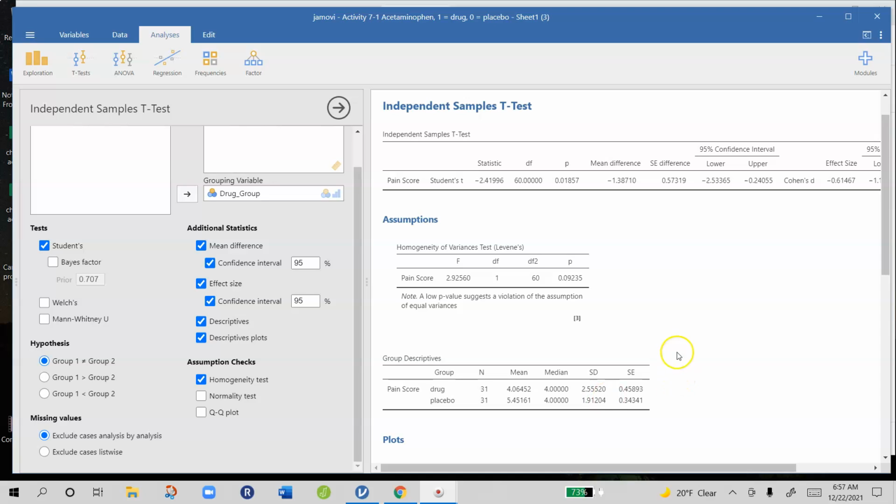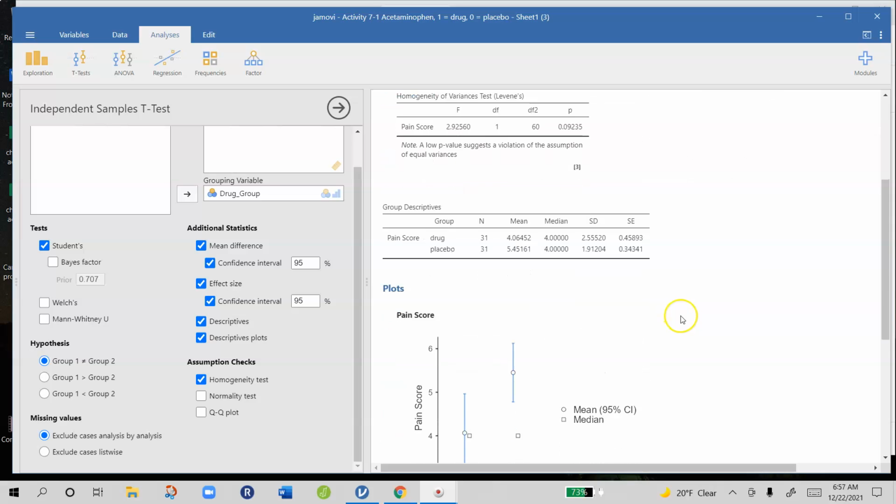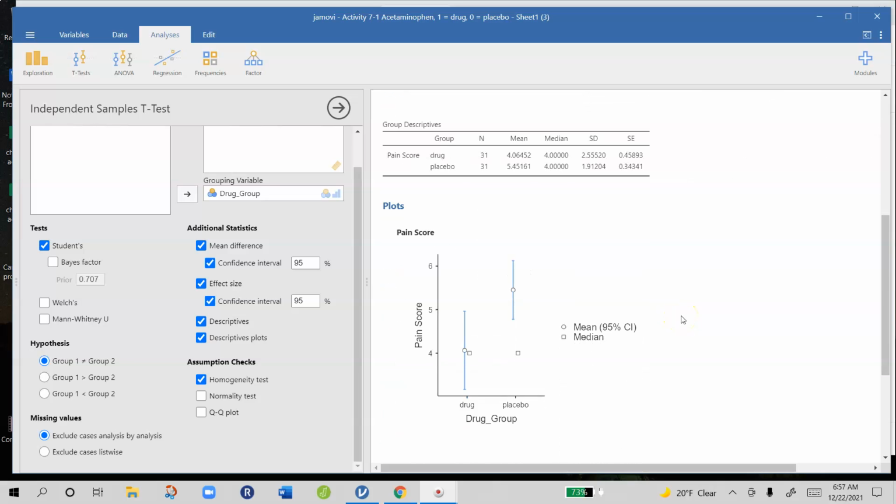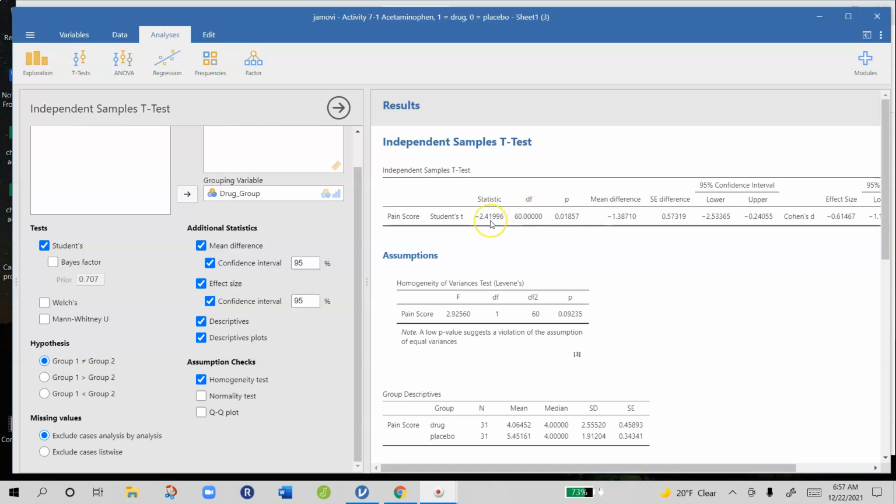Right? So we're comparing two means with this t-test, 4.06 and 5.45. For the drug group, the mean level of social pain was 4.06, and for the placebo group, it's 5.45. You can look at those data graphically in the plots below. So our t-statistic that we computed is negative 2.42 with 60 degrees of freedom, and our p-value is 0.02, which suggests that this difference we're observing is probably not due to sampling error. That's pretty strong evidence against the null hypothesis.